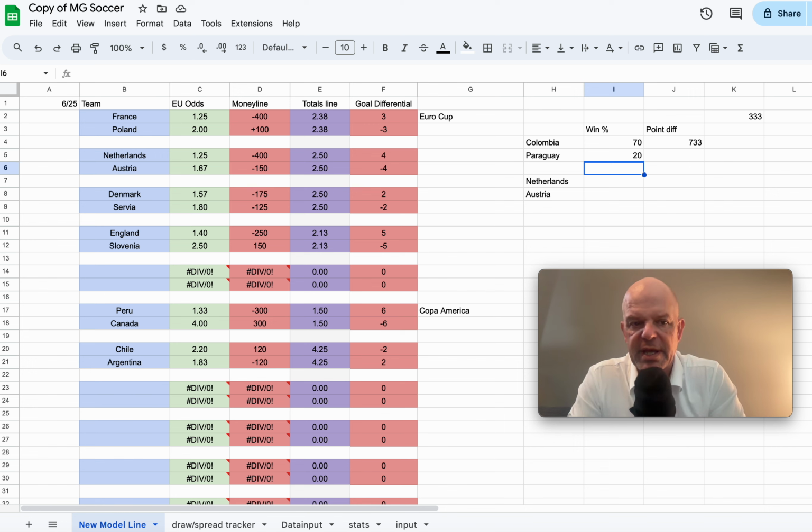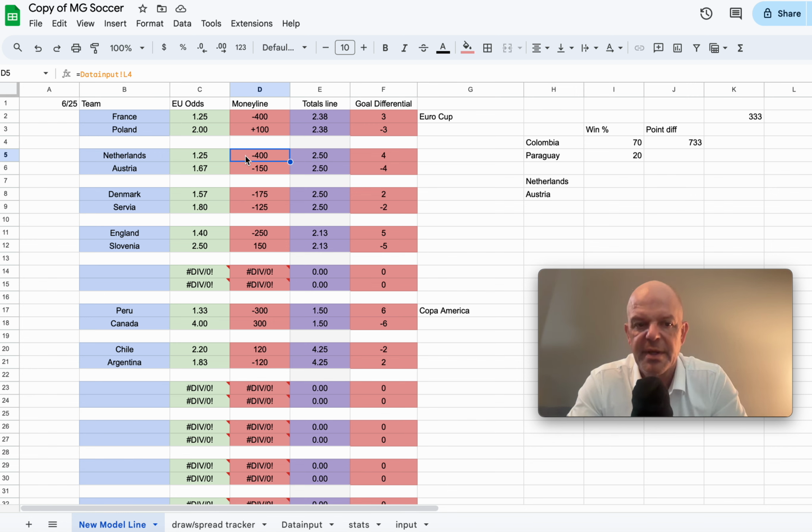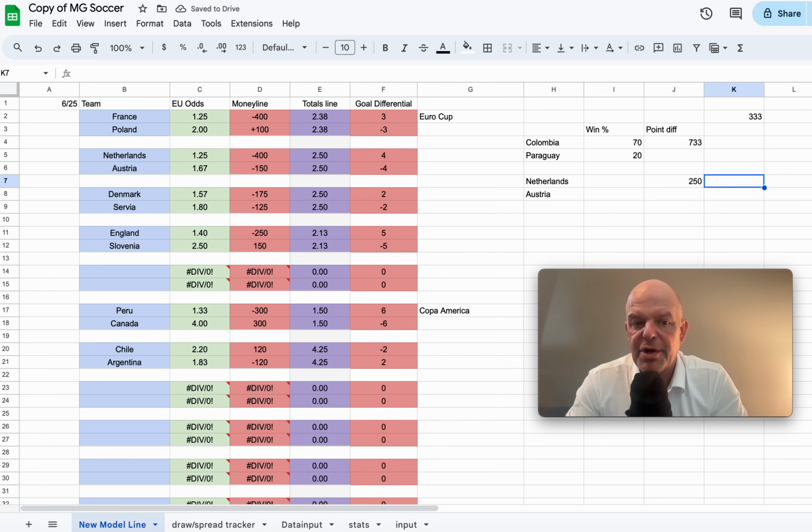So the next one we're going to look at, let's look at the Netherlands and Austria. This was from yesterday. All right, Netherlands is minus 400. Austria is minus 150, so a lot tighter than the previous one. Okay, so Netherlands minus 400, Austria is minus 150. We subtract those, and that gives us 250. So Netherlands has a 250-point differential between my lines between Netherlands and Austria. So they have a 250-point differential advantage via the lines.